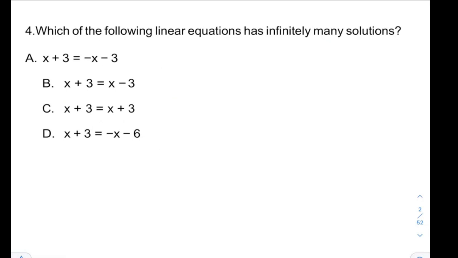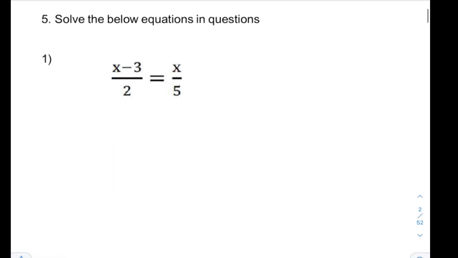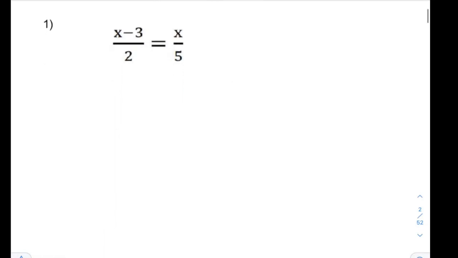Which of the following linear equations has infinitely many solutions? We just discussed that. This is C. And as you see, if you cancel this with this and this with that, you end up with 0 equals 0. Solve the below equations in the following questions.